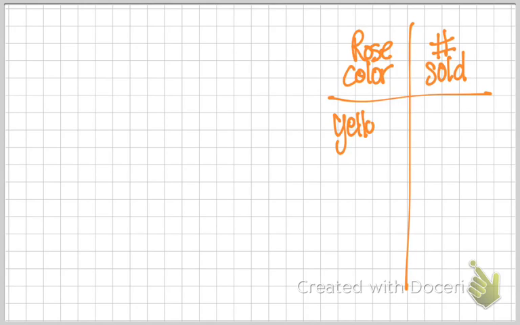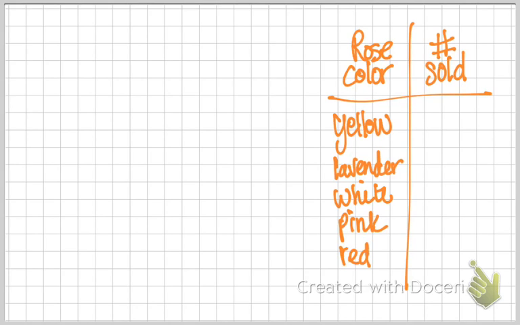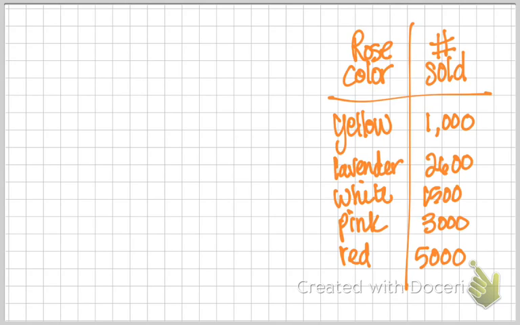So what kind of colors of roses do we have? Yellow. We have lavender. We have white. We have pink. And we have red. And in this one store, they sold 1,000 yellow, 2,600 lavender, 1,500 white, 3,000 pink, and 5,000 red. Okay, again, totally pretend made up numbers. So the color of roses sold at this store and the number that they sold.